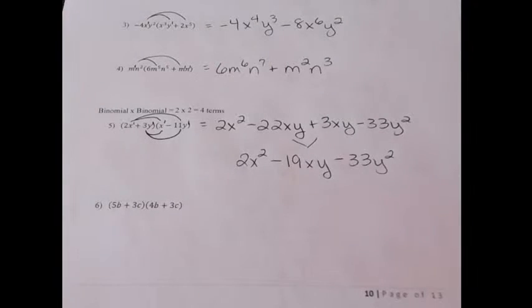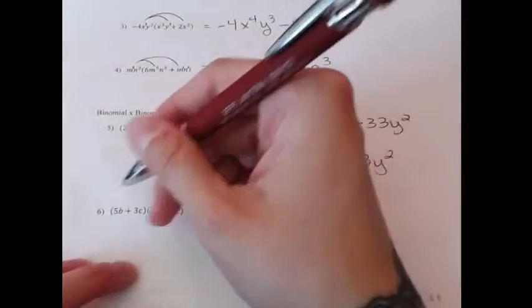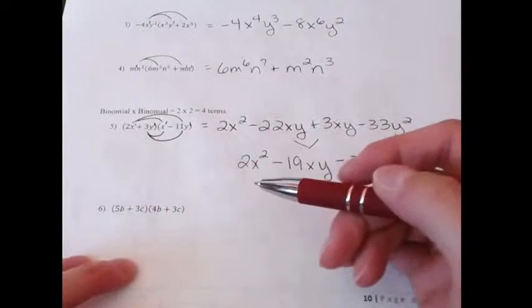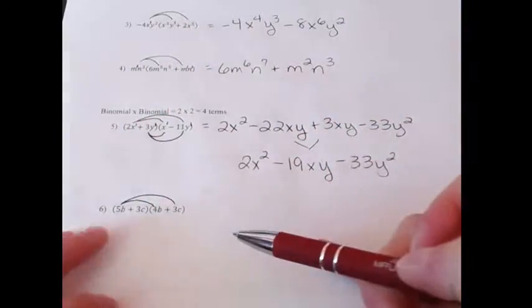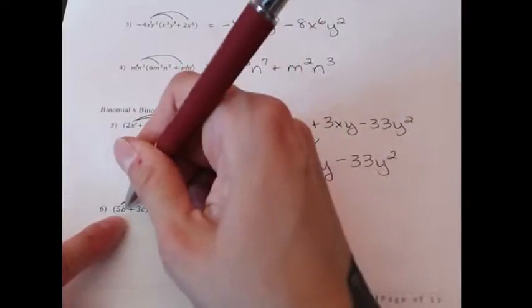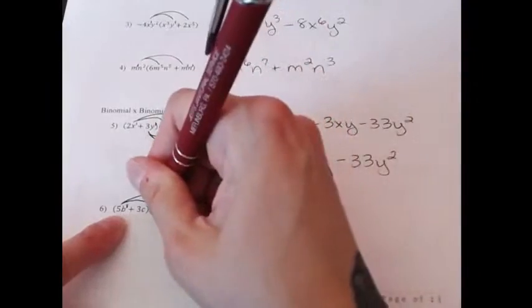All right, excellent work, everyone. Let's take a look at the process behind distributing this binomial times binomial. So we have that we are going to distribute the 5b first. So we have 5b to the first power times 4b to the first power.